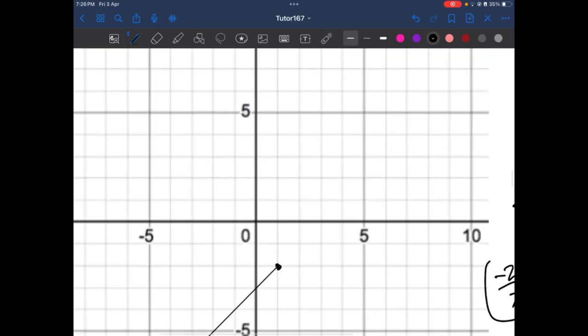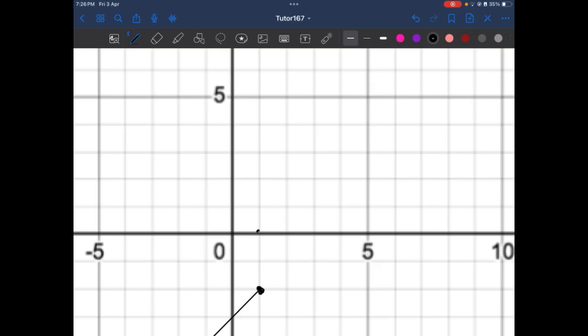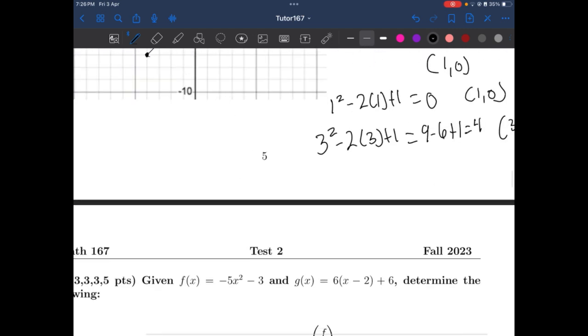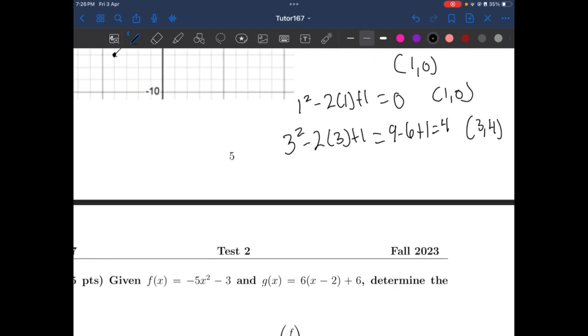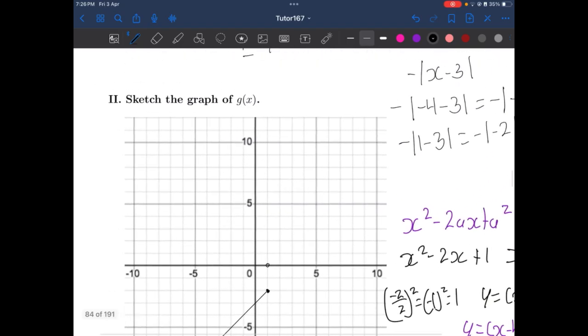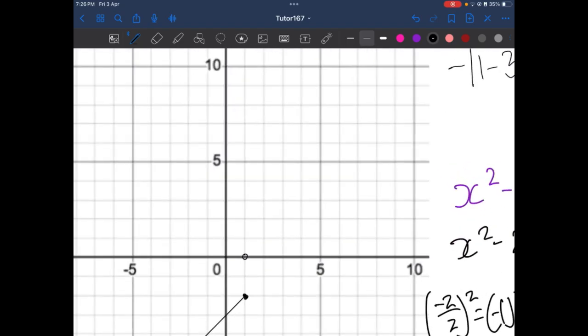So we're going to plot (1, 0), open circle. And then (3, 4). So it's 1, 2, 3 across, and 1, 2, 3, 4 up. (3, 4) right there. And then you're going to do a curve up here. Curve up here.